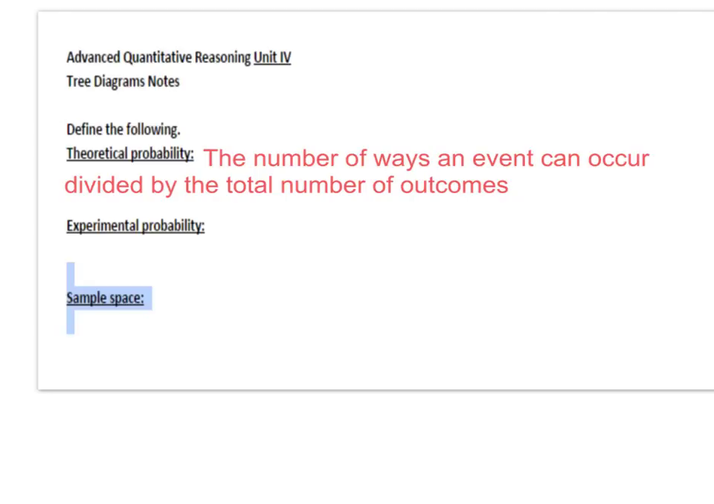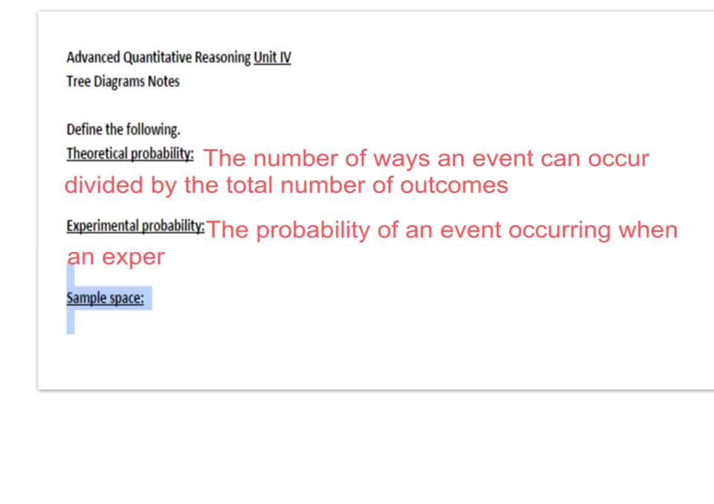Your next type of probability is experimental probability. With experimental probability, the difference is you're actually conducting whatever it is that you're doing. You're doing an experiment. So you're actually going to find out how many times it occurs. So the definition of experimental probability is going to be the probability of an event occurring when an experiment was conducted.